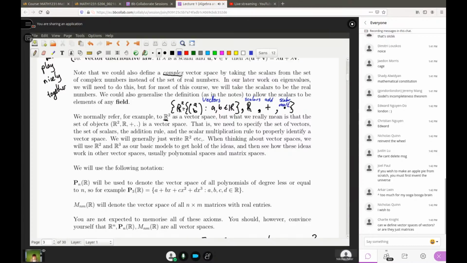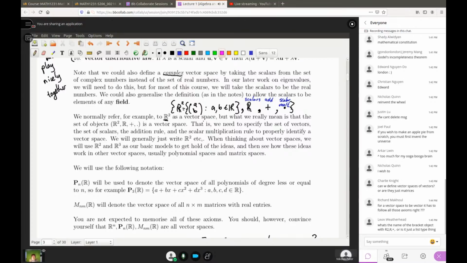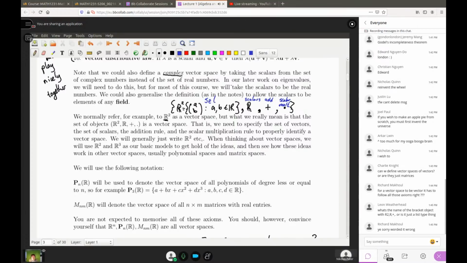So when you're talking about R2 as a vector space, you are invoking these extra operations as well. For a set to be a vector space, it has to follow all these axioms. Let's talk about this as a set. That's probably the best way of describing it. Here's a set, and all these four things together equal a vector space.